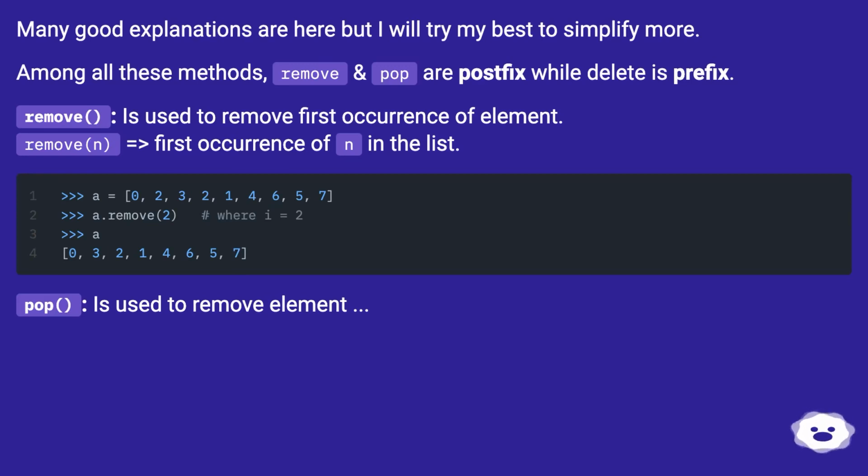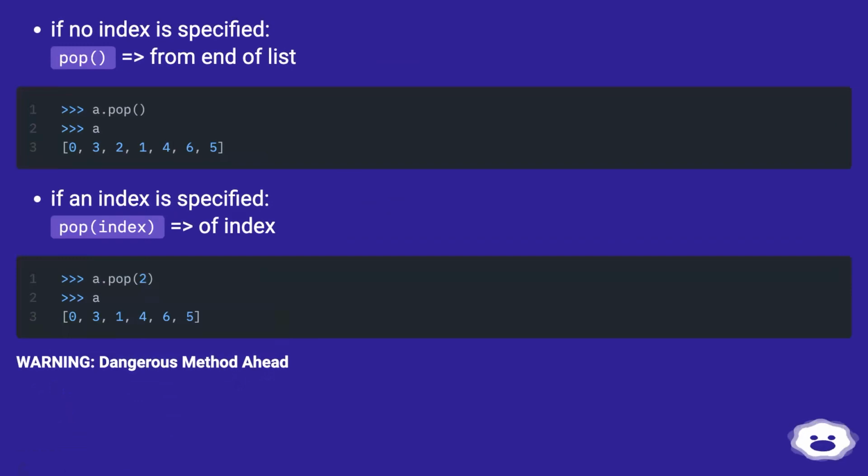Pop is used to remove an element. If no index is specified, pop removes from the end of the list. If an index is specified, pop(index) removes the element at that index. Warning, dangerous method ahead.